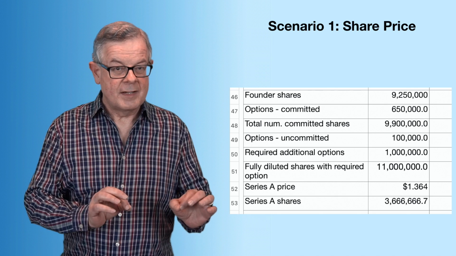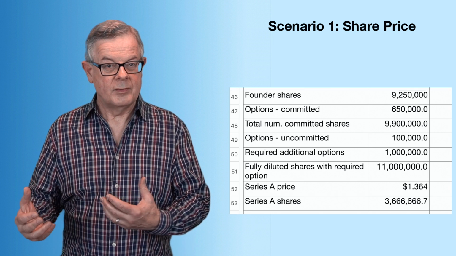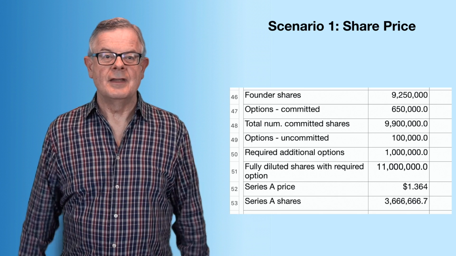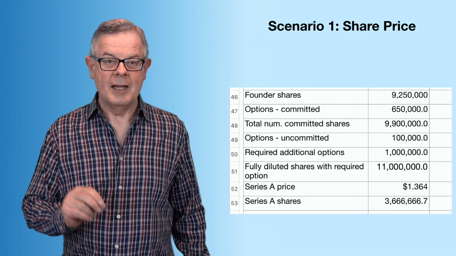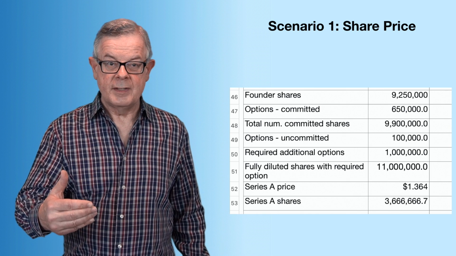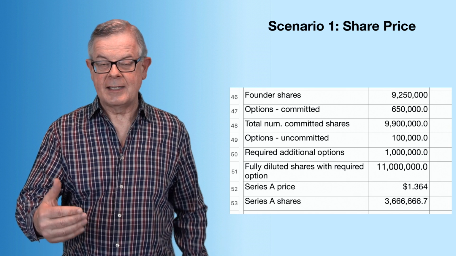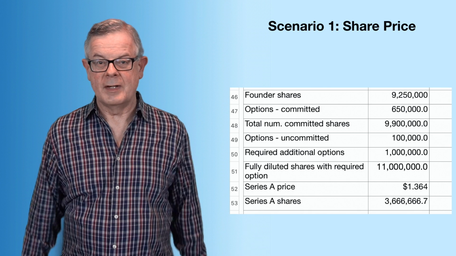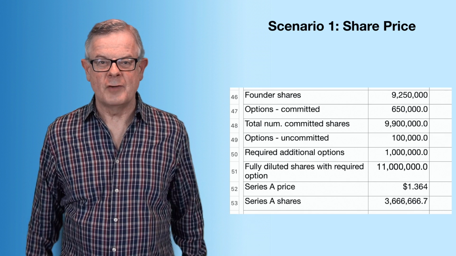Now, 10% of that is 1,100,000, and that's exactly the number of shares in the uncommitted stock pool. The 1 million additional shares that got allocated plus the 100,000 that were already allocated. So our math works so far.